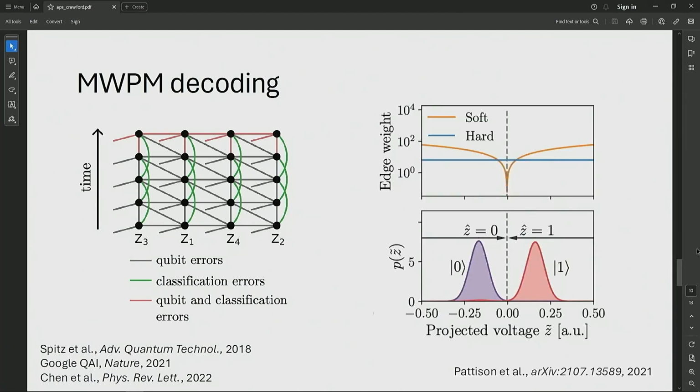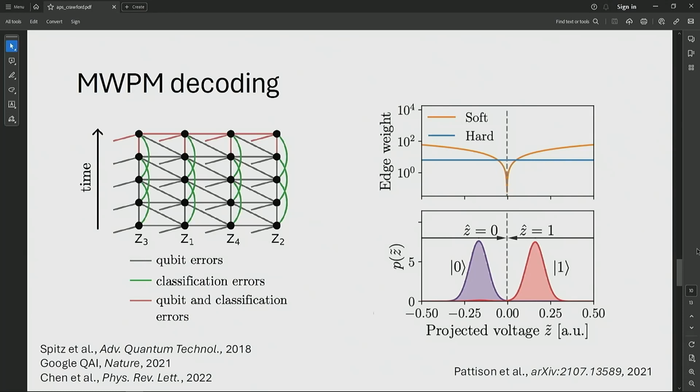For the soft minimum weight perfect matching decoder, we update the edge weights for each run of the experiment following the paper that introduced soft information decoding. So the edges that correspond to measurement classification errors should have their weights updated based on the soft information. In the bulk of the experiment, we can simply do this by replacing the edge weight of these green edges with the one due to the soft information.